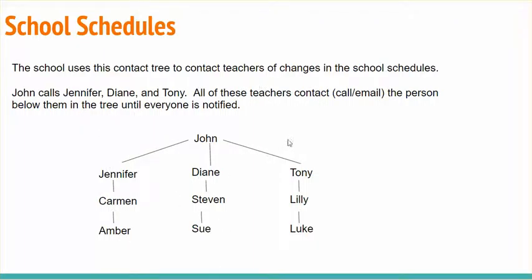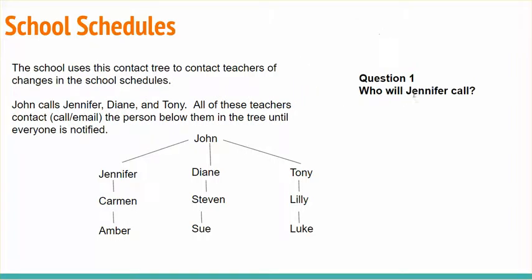It's a very simple concept. It's very useful, and it's actually done today. So let's jump into some questions about this tree. The question is, who will Jennifer call? If we remember this tree, we know that John calls Jennifer, Diane, and Tony, and Jennifer then goes on and calls Carmen. Jennifer does not call Amber, she only calls Carmen, and Carmen's expected to call Amber. So who will Jennifer contact? Well, Jennifer will contact Carmen. Let's move on to the next question.